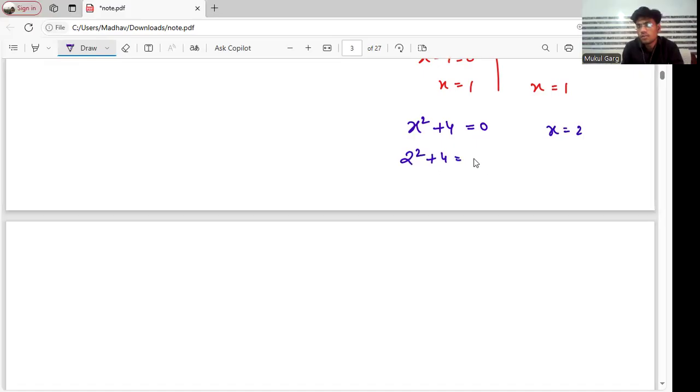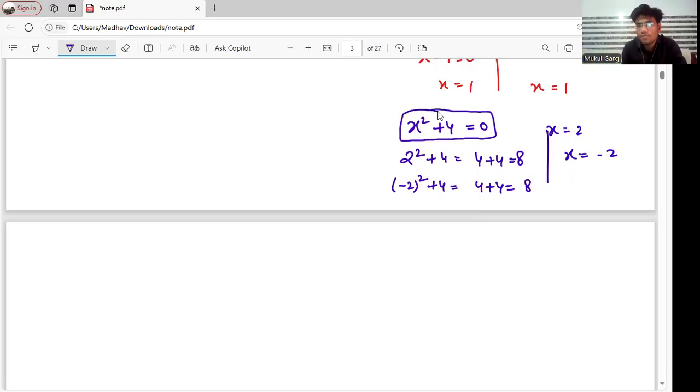2 square plus 4, that will be equals to what? 4 plus 4, that will be 8. It's not getting 0. Let me put x equals to minus 2. Those who are thinking minus 2, let's put minus 2 square will be plus 4, plus 4, that is again 8. So what should be the value then? Well, in such cases, no real value exists. कोई real value exist नहीं करेगी. Real value का मतलब होता है real numbers. कोई भी एक ऐसी value x की जो real number हो वह exist नहीं करेगी.